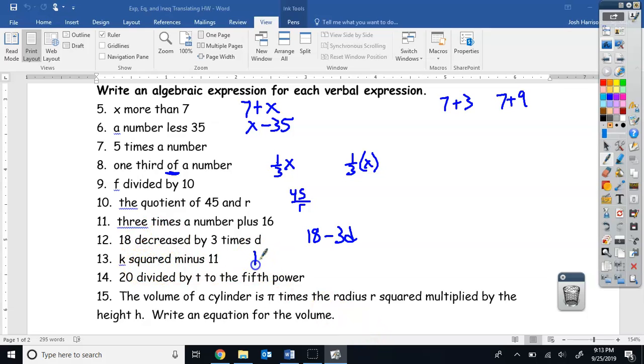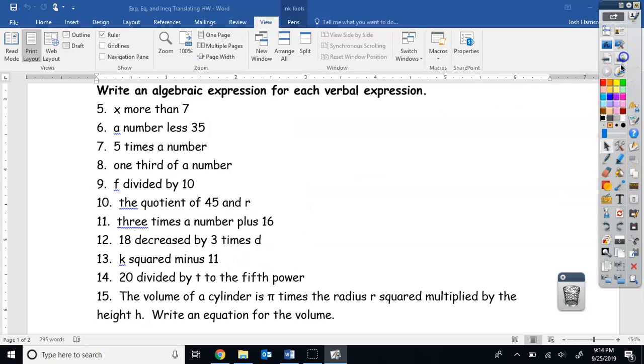Squared means squaring something to the second power, k squared minus 11. So you're breaking it down. You've got the variable, you've got the power, the squared, minus 11. And I'm just transferring that into all these parts that I see over here in my expression. So the last one in this group here really doesn't belong in this group.